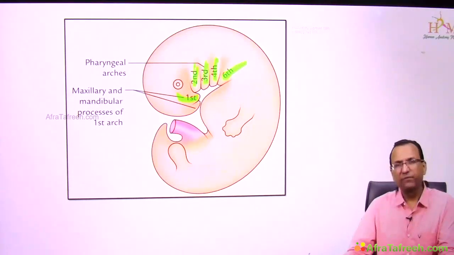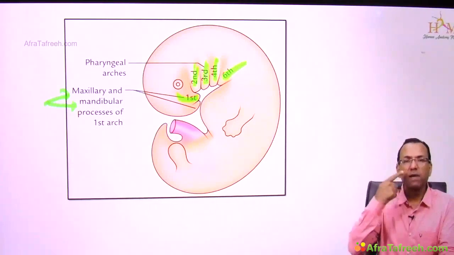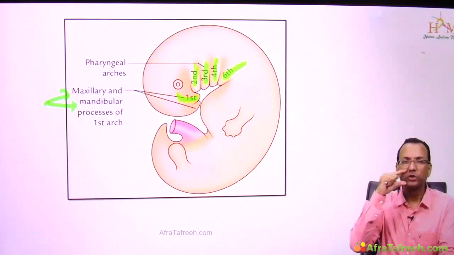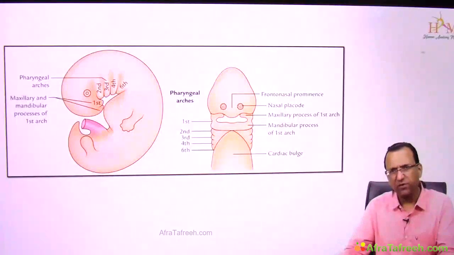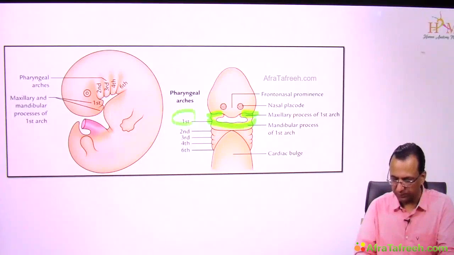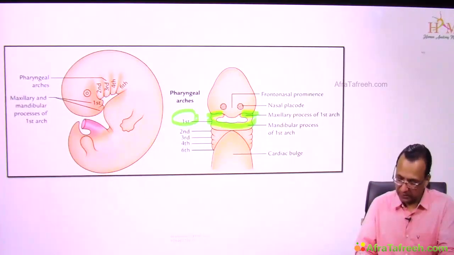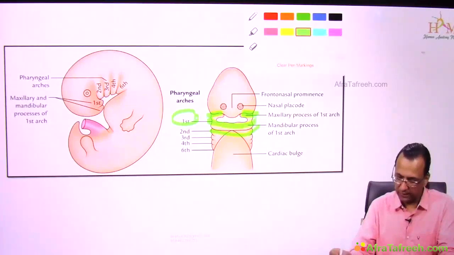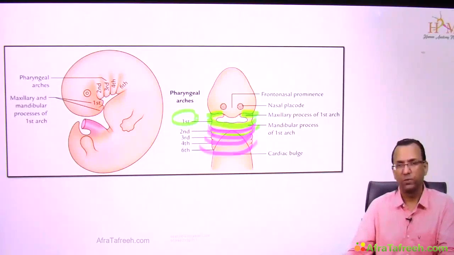And the first arch will have 2 processes. There will be upper maxillary, lower mandibular. First arch bones. Okay. You want to see the front view? Yes. This is the upper maxillary portion. This is the lower mandibular portion, but this is the first arch. If upper maxillary, lower mandibular is the first arch, then what is the second? This is the second arch here. I'll use the other pen. Second arch, third arch, 4th, and 6th arch from the front view.